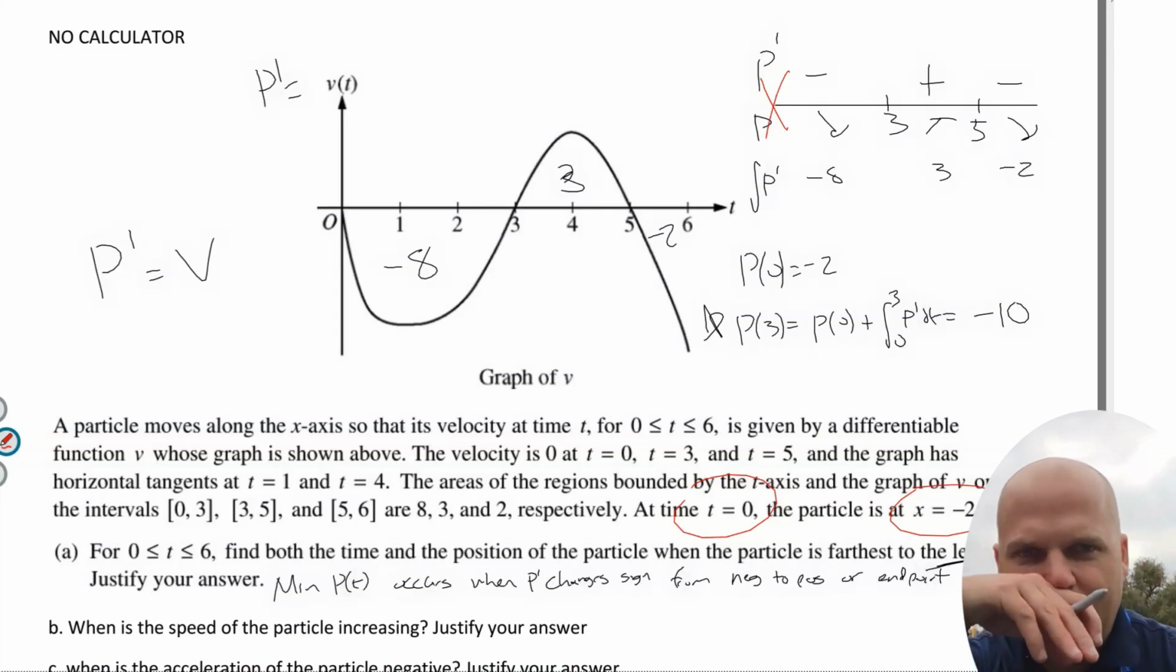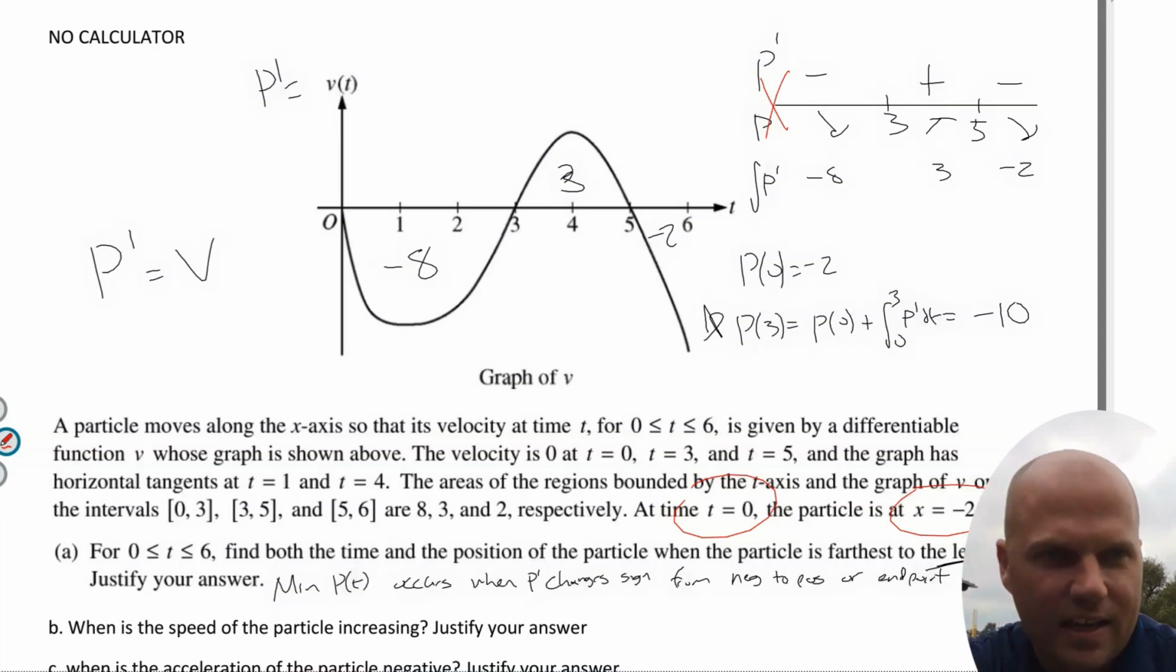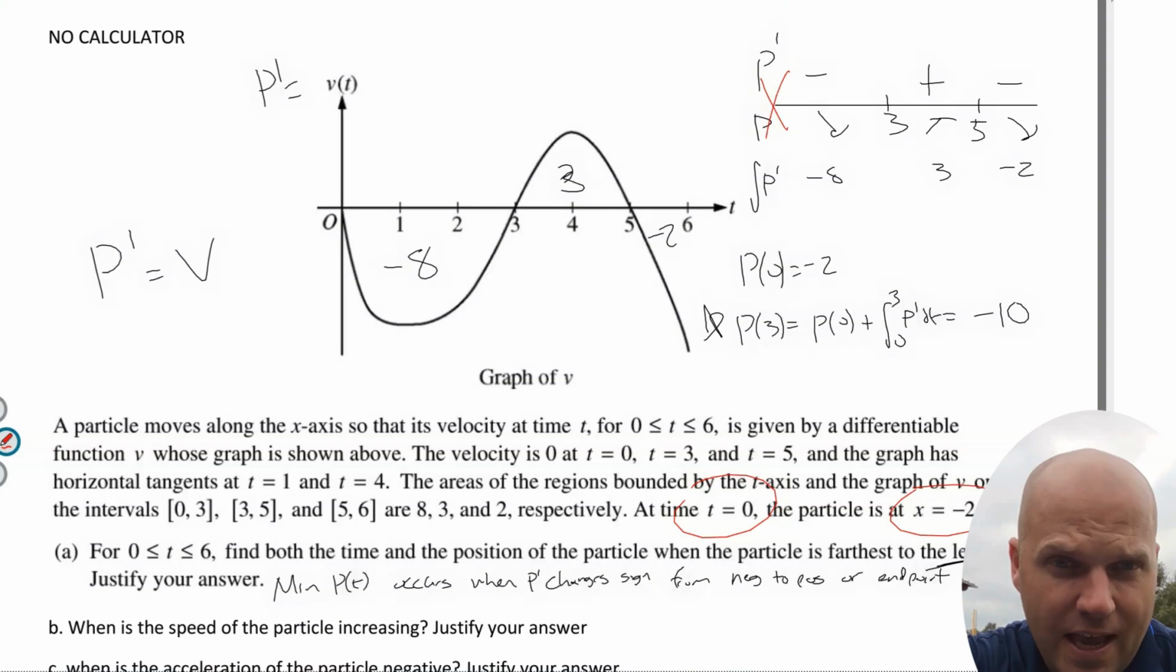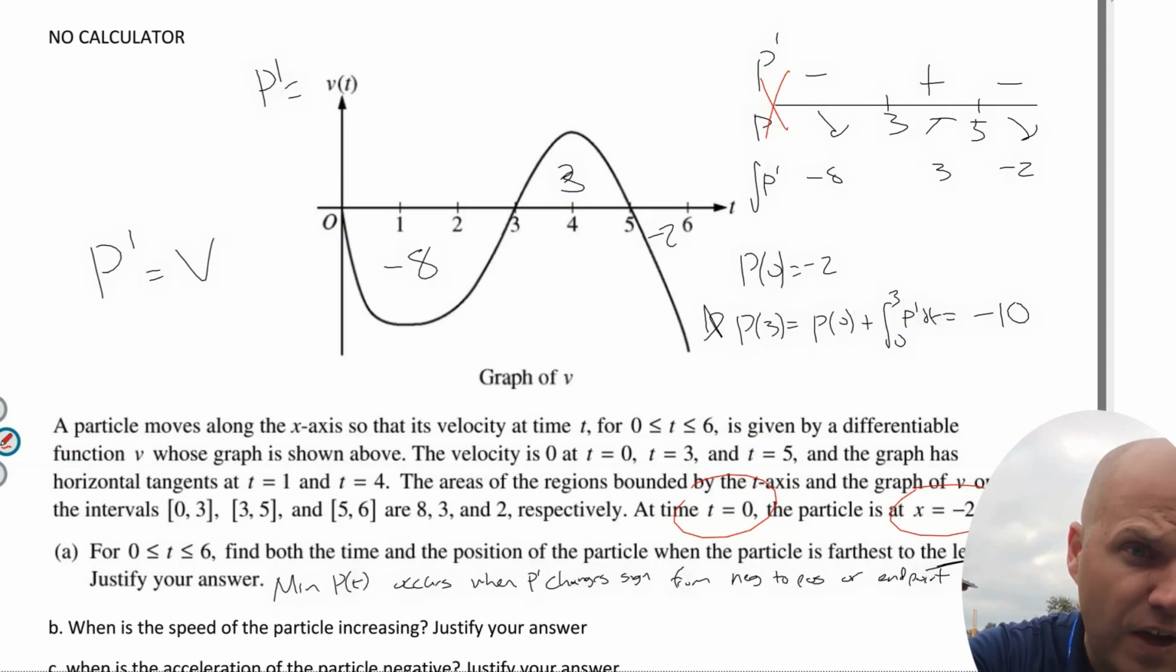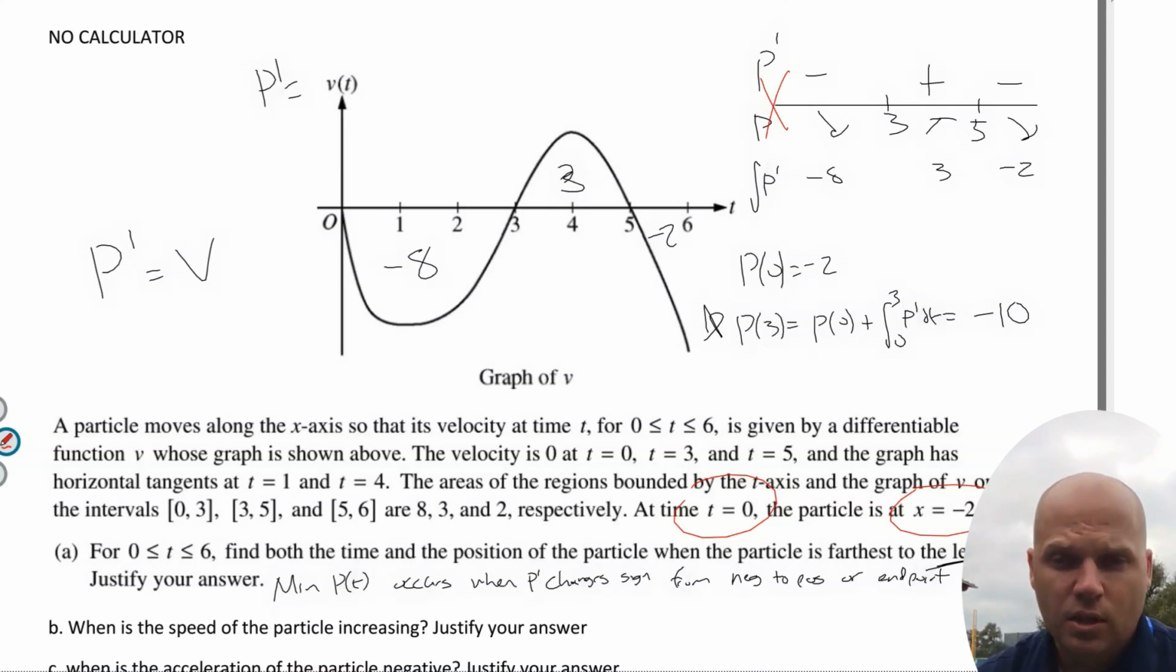I mean, honestly, I could do the following. I could say my candidates are at 3 and at 6 because P prime is negative from 0 to 3, positive from 3 to 5, and negative from 5 to 6. Like, you could do that. If you say this, no, I'm going to change it up. I'm changing it up, guys.